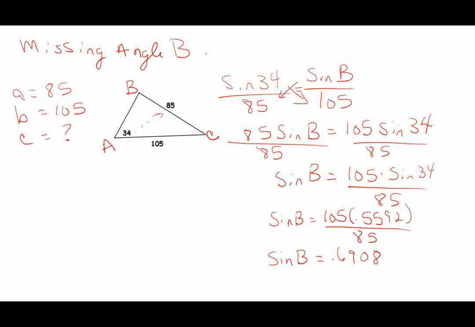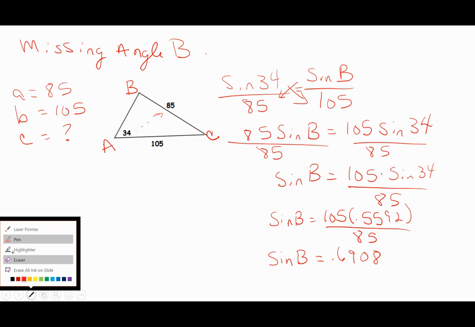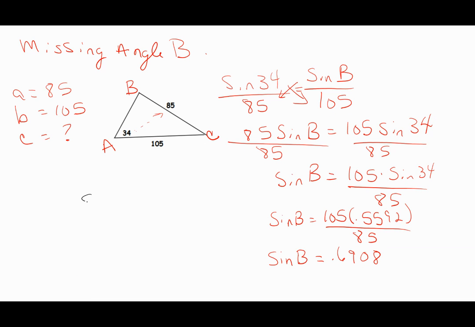Now, we know how to find a missing angle given that we have its decimal value. So we need to be thinking about our inverse. So the arcsine of sine B is equal to the arcsine of 0.6908. Or we could say that B is equal to the arcsine of 0.6908.